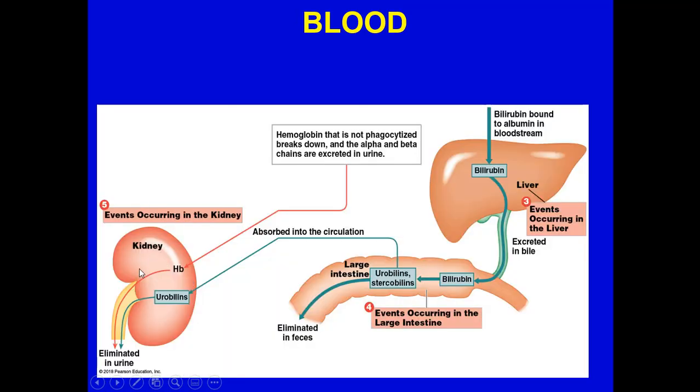So, in the kidney, the hemoglobin that's not phagocytized breaks down, and the alpha and beta chains are excreted in the urine. Remember the bilirubin? We have it excreted here with the bile. Bilirubin is in the intestine. In the large intestine, bacteria start breaking it down, and you end up with urobilins, which are absorbed into the circulation and excreted out by the urine. Stercobilins basically are eliminated in the feces, and this accounts for the brownish color of the feces.